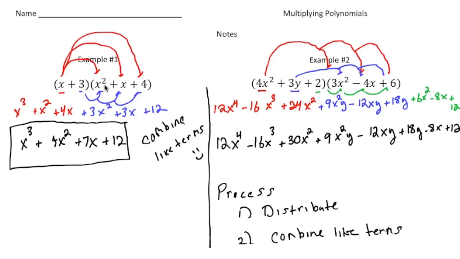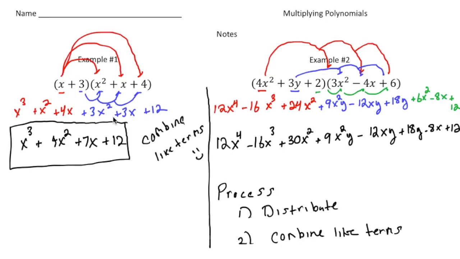So x times x squared gives us x cubed, x times x gives us x squared, and x times 4 gives us 4x. Then I multiplied each term of the trinomial times the 3. So 3 times x squared is 3x squared, 3 times x is 3x, and 3 times 4 gives you 12.